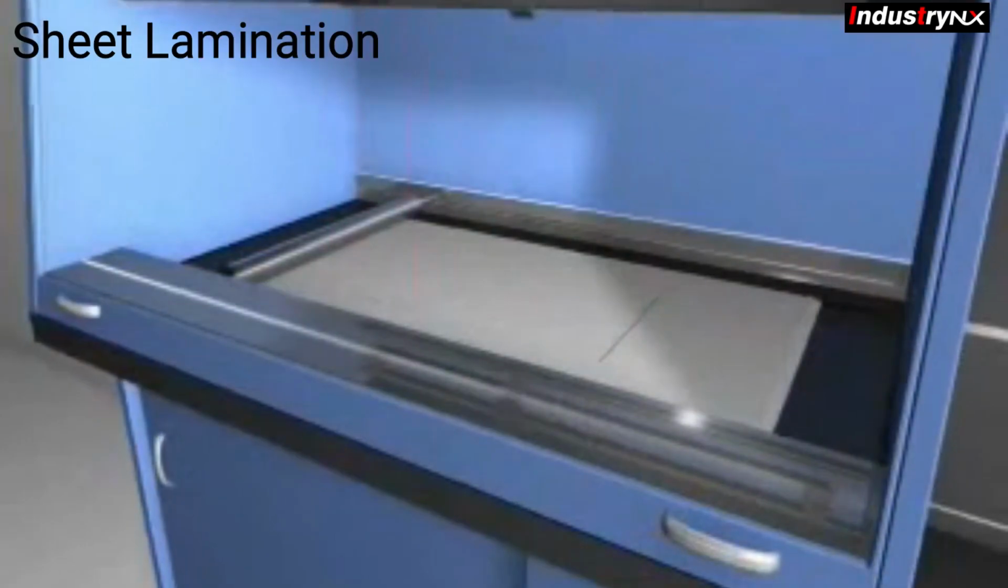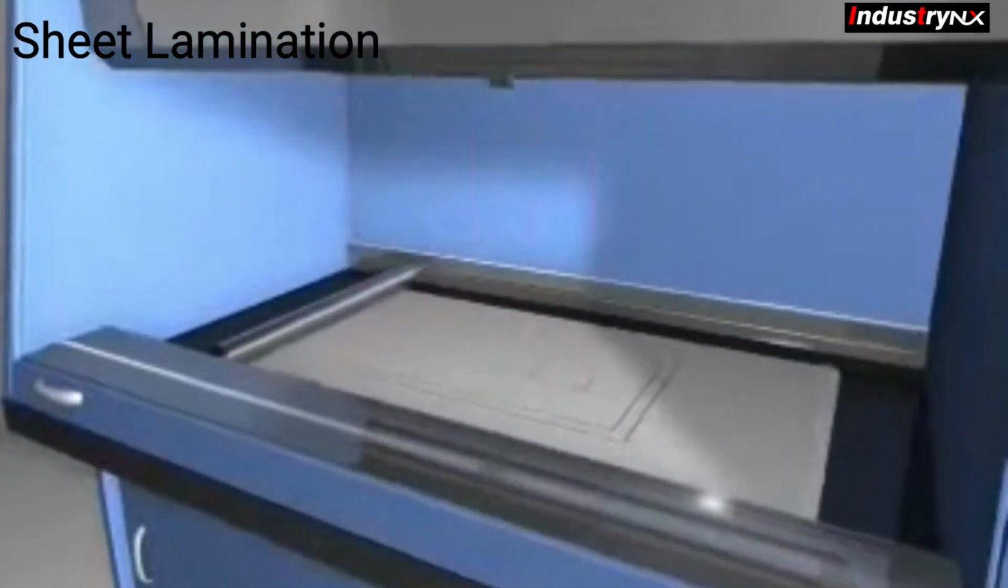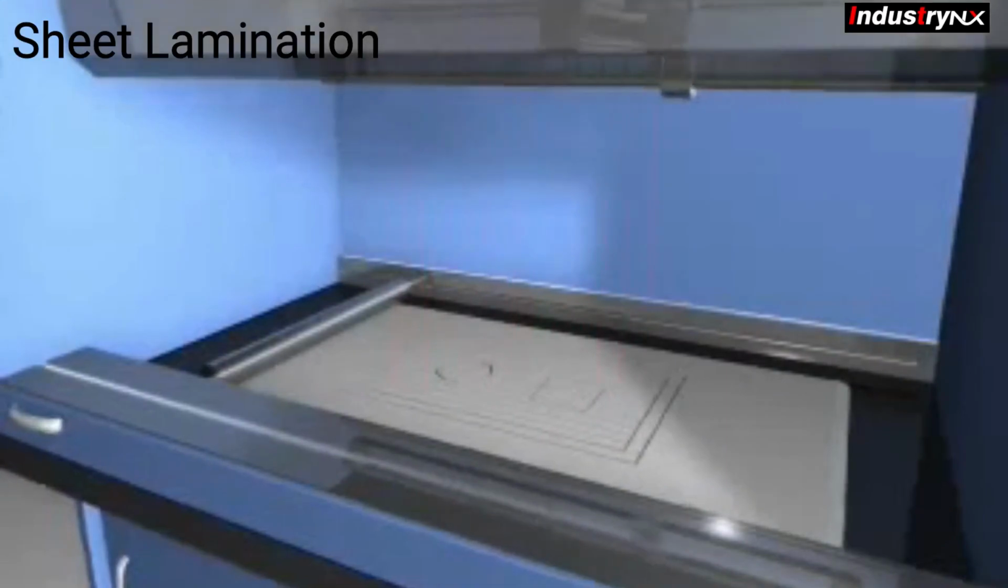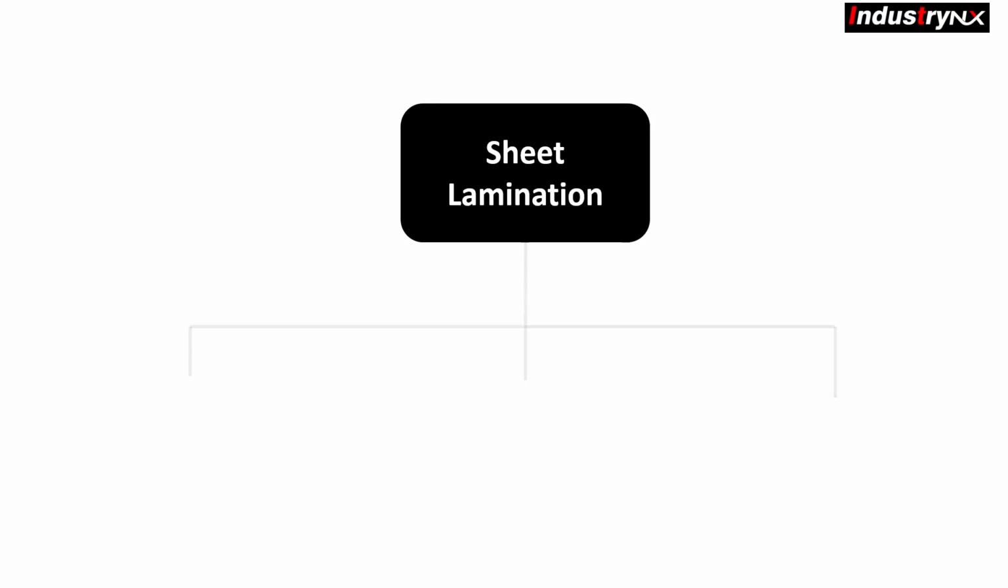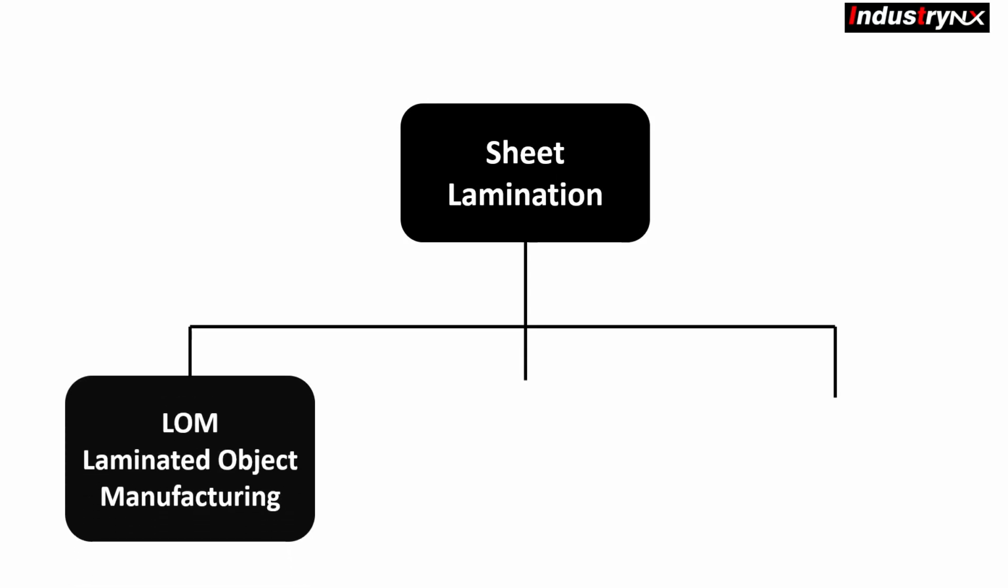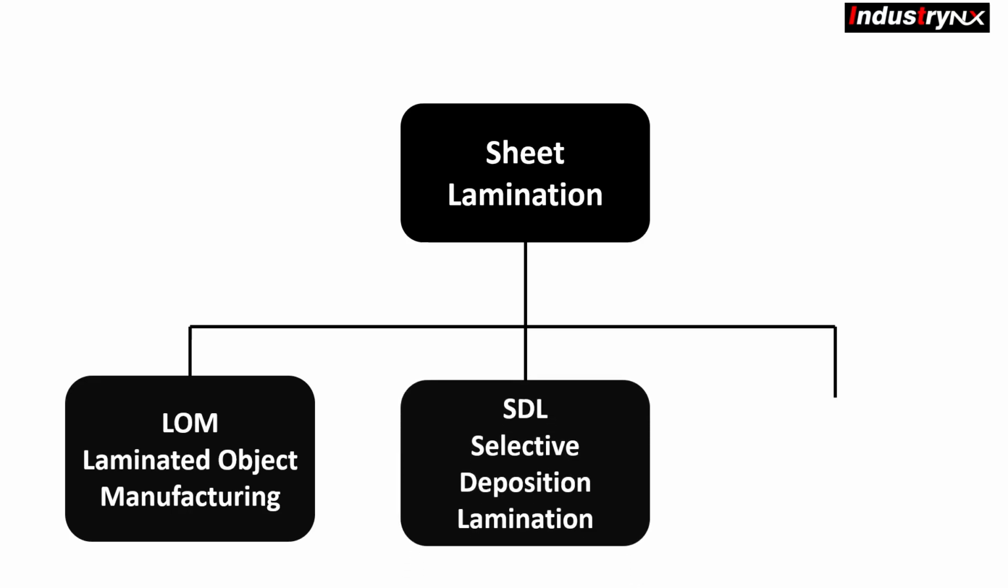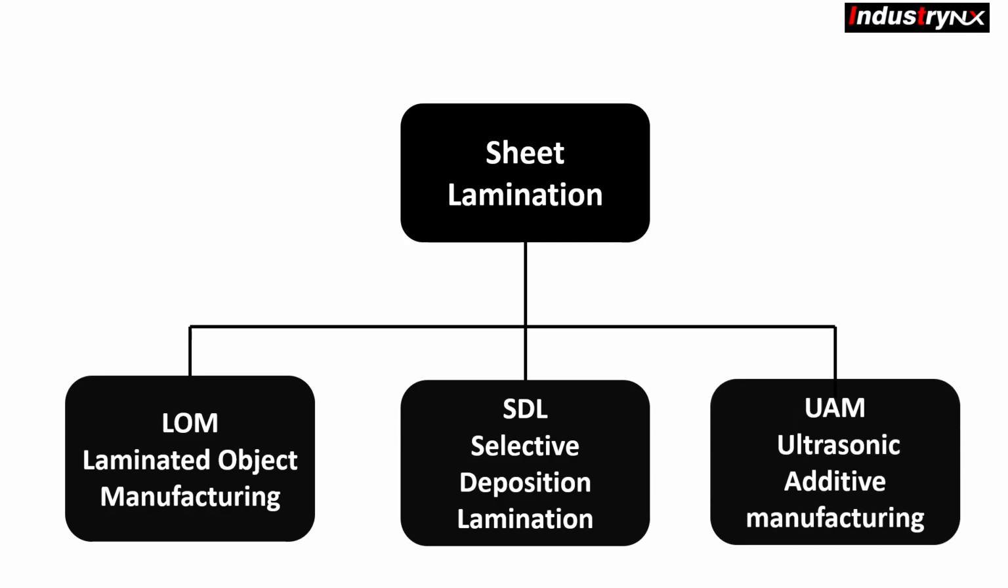Sheet lamination is used to join sheets together and form 3D objects. Based on joining technology, it has 3 types: LOM, that is Laminated Object Manufacturing, SDL, that is Selective Deposition Lamination, and UAM, that is Ultrasonic Additive Manufacturing. You can watch the suggested video to get more details about LOM, SDL, and UAM technologies.